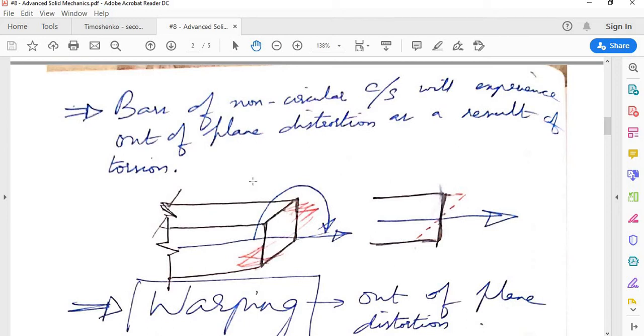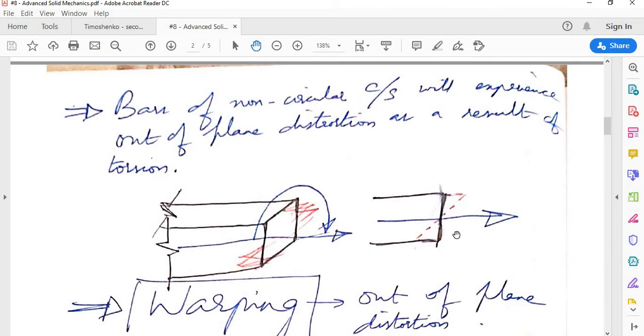Now what is found is, in reality, if the cross section is non-circular, strictly speaking, the cross section does not remain plane after twisting. There will be some deformation out of plane, like what I have marked here with the red pen. In pure torsion you can imagine it like this. Here it's an exaggerated view, but what you have to understand is, as you are twisting it, some portion of the bar will go out of this plane. So this is the plane, right? This is the plane where you have the twisting.